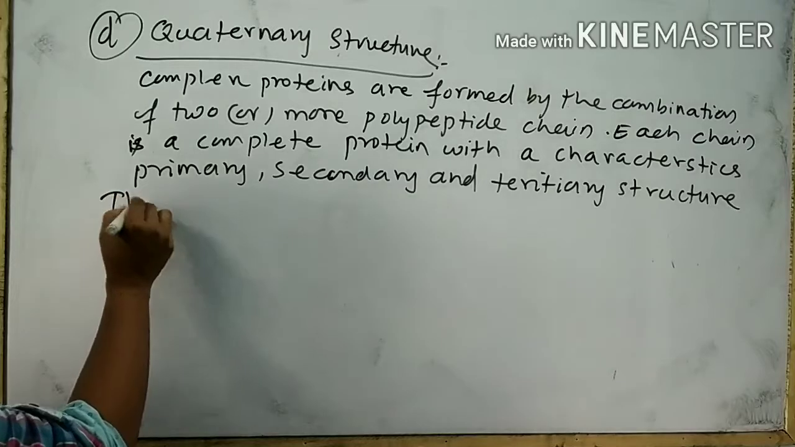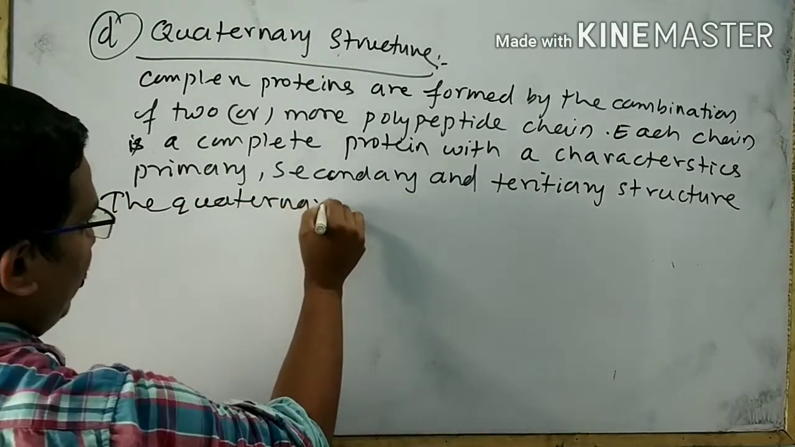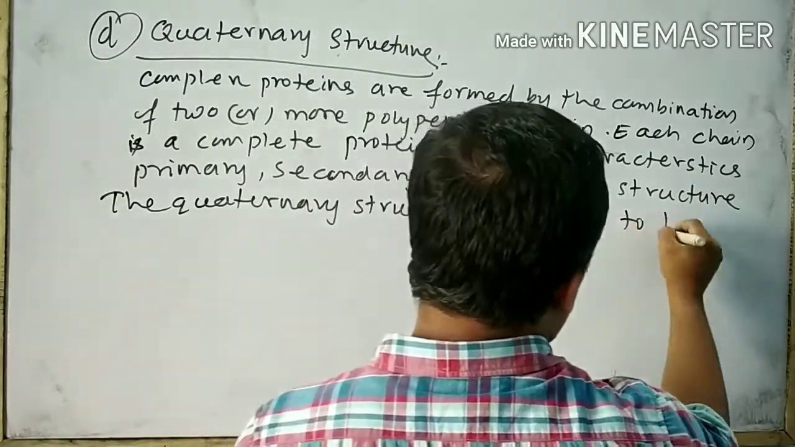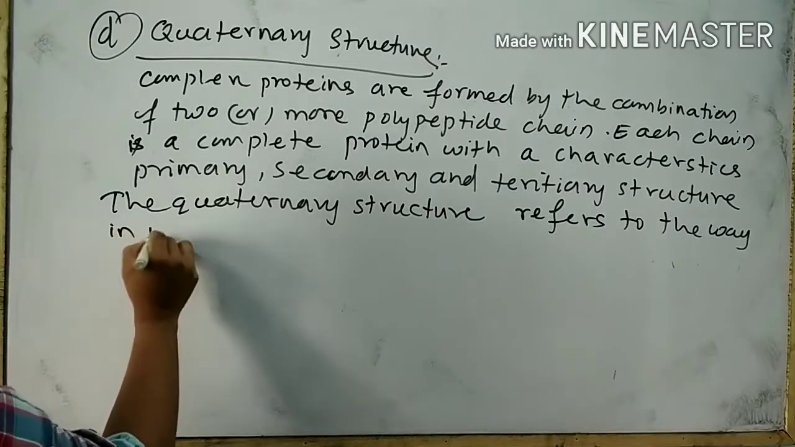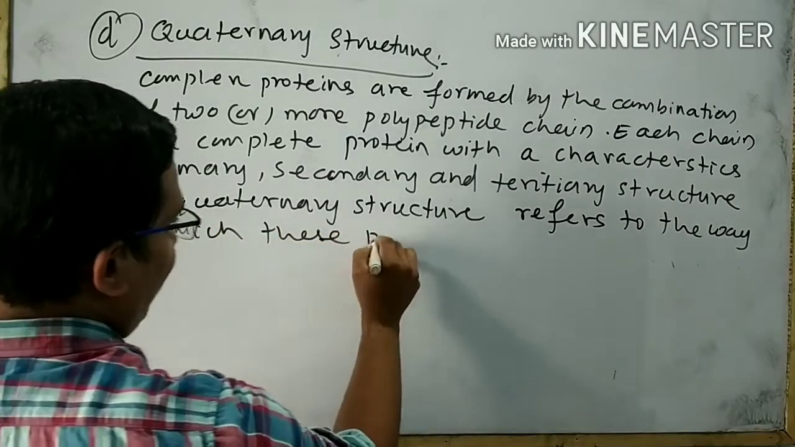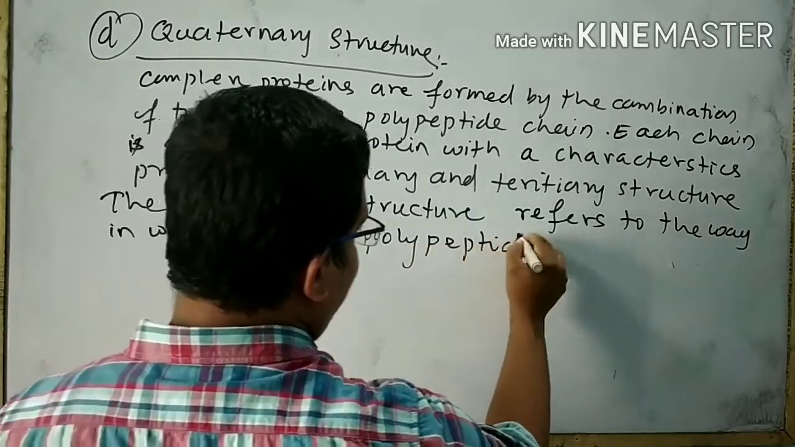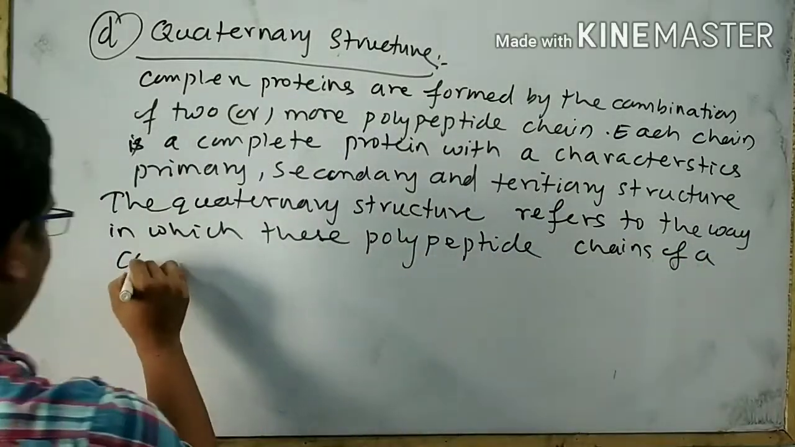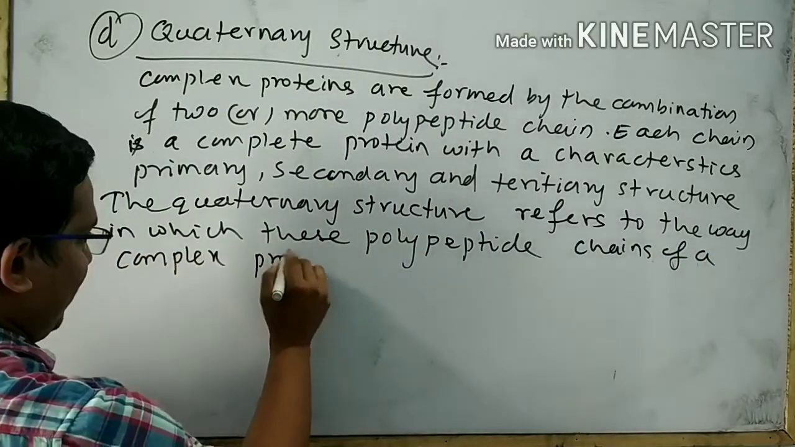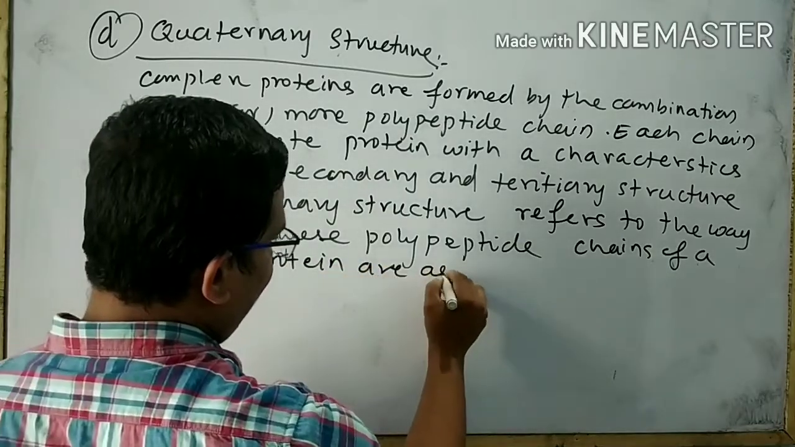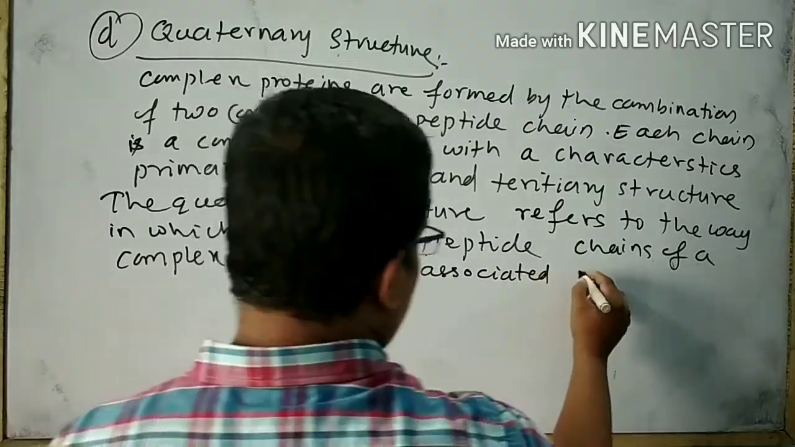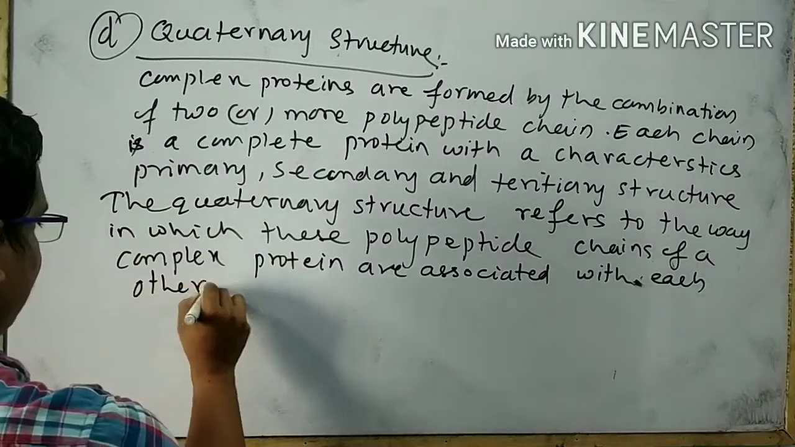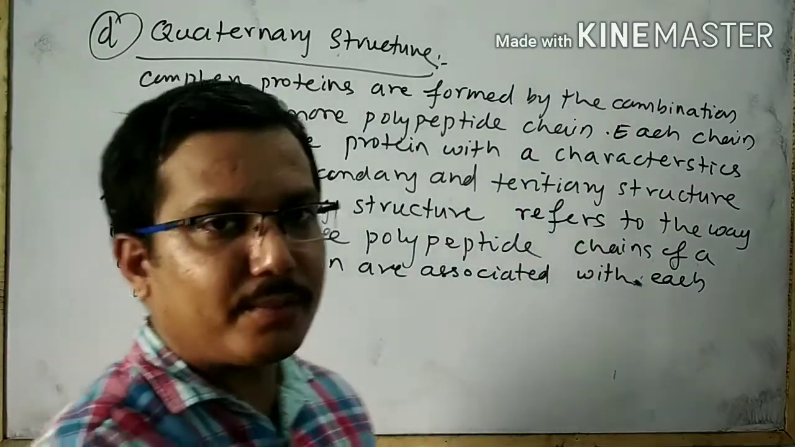So we can write the quaternary structure refers to the way in which these polypeptide chains of a complex protein are associated with each other. This is all about the structure of protein.